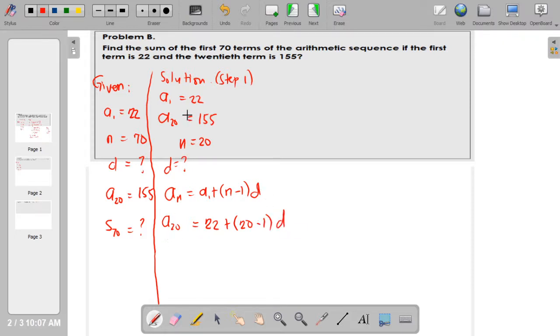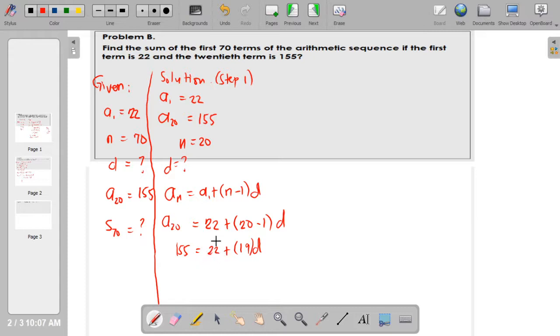Now, our a sub 20 is given. A sub 20 is 155. That is equal to 22 plus, what is 20 minus 1? That is 19. 19 times the common difference d. Then we copy d, since that is what we are looking for.